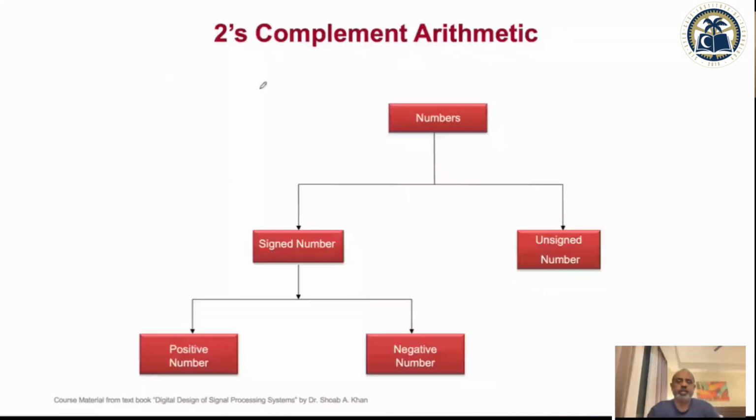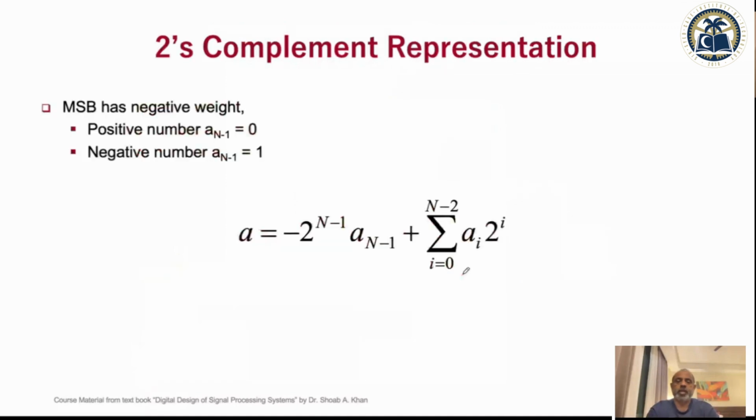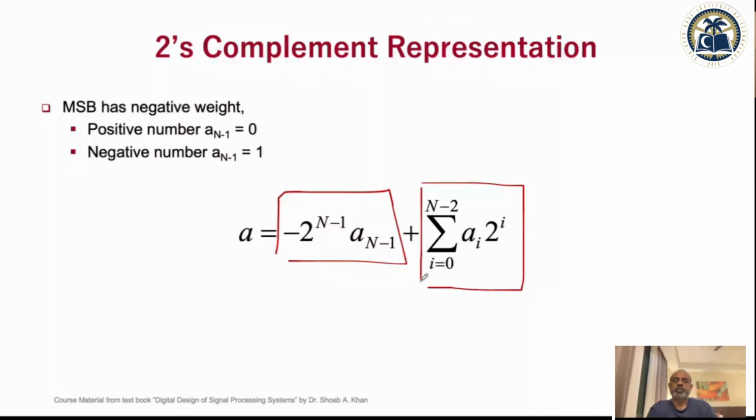So two's complement arithmetic is normally used, and because of two's complement arithmetic, you need to deal with positive numbers and you need to deal with negative numbers. How do you deal with them? The most significant bit of these numbers has negative weight, and the rest of the bits have positive weights. Okay, so that's how you represent two's complement arithmetic.